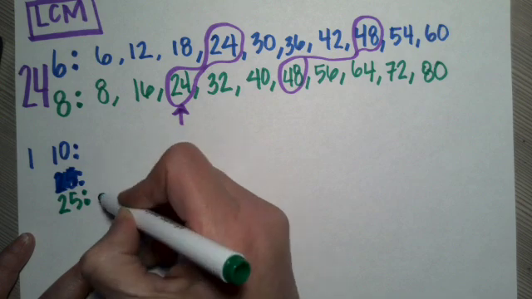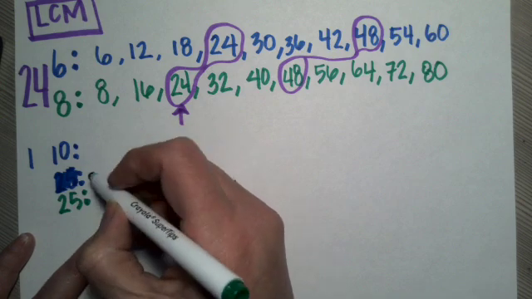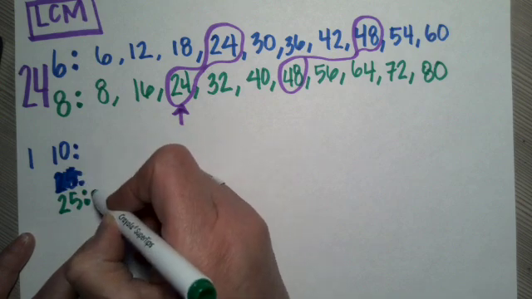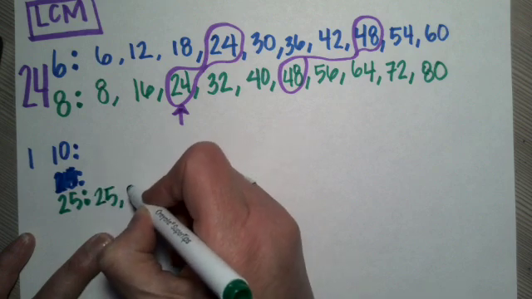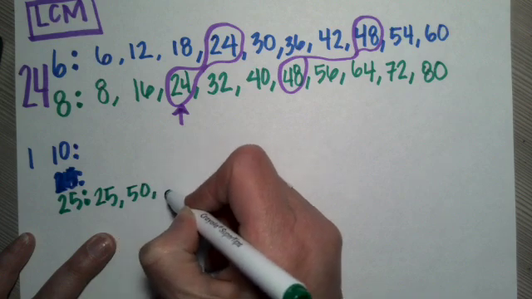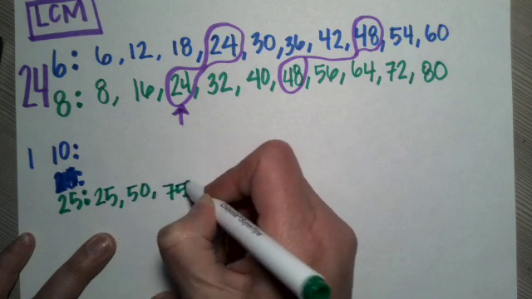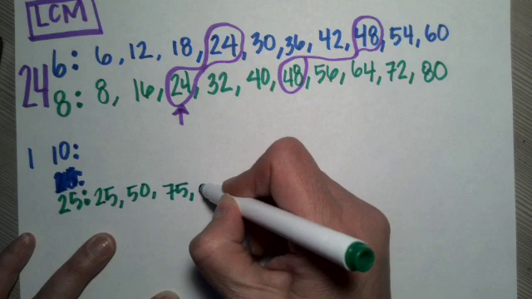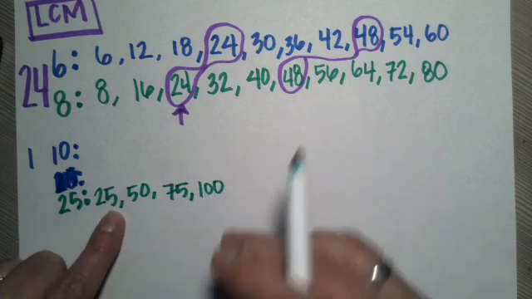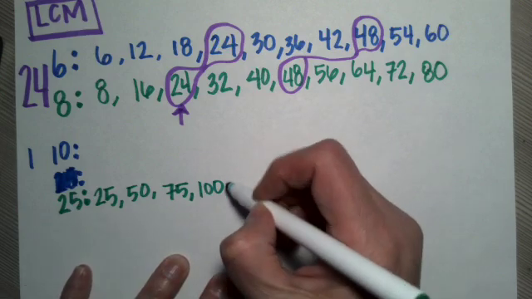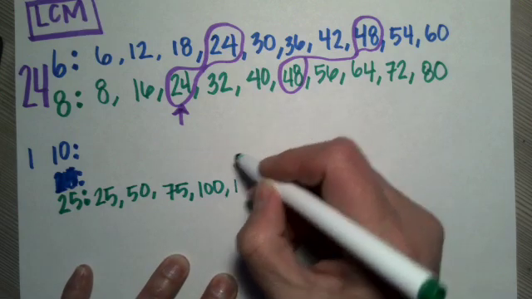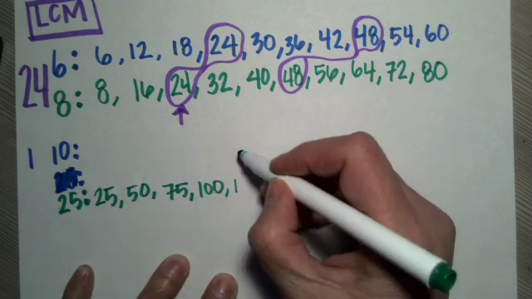Let's do our 25 first. 1 times 25. Now we've got a ways to go. 1 times 25 is 25. And then 2 times 25 is 50. 3 times 25 is 75. 4 times 25 is 100. And if you look, it's like money. 25, 50, 75, $1. So then we're going to follow that pattern to 250, right? Because 10 times 25 is 250.